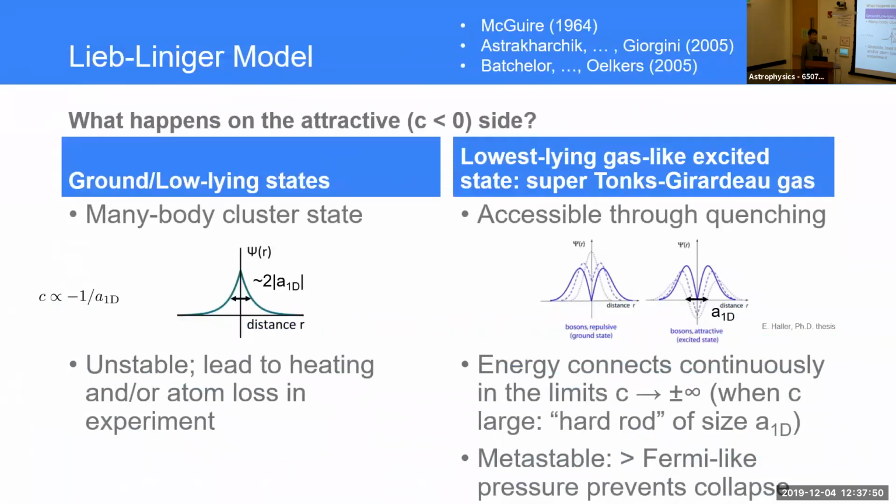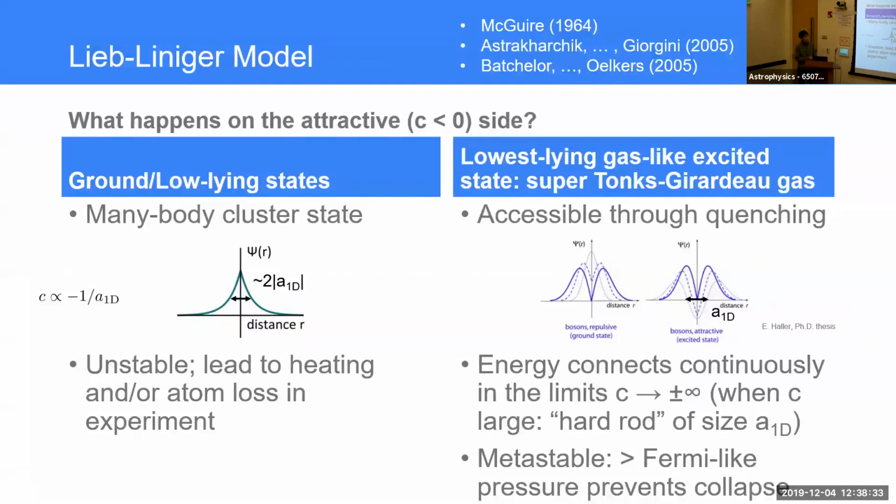So what happens when C is smaller than 0 or the interaction is attractive? In fact, many of these lower lying states that the Hamiltonian supports are either soliton-like or many-body cluster states. Here I'm showing a cartoon of the two-body wave function of the absolute ground state as calculated by McGuire back in the 60s. You will notice that the amplitude of the wave function decays exponentially with the decay length scale set by the 1D scattering length, which is inversely proportional to C. So many of these states are unstable. Experimentally, what you would expect to observe is enhanced three-body heating or atom loss.